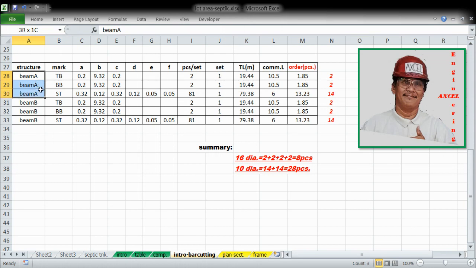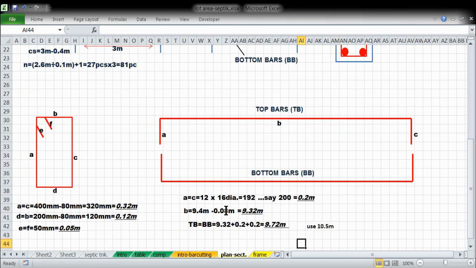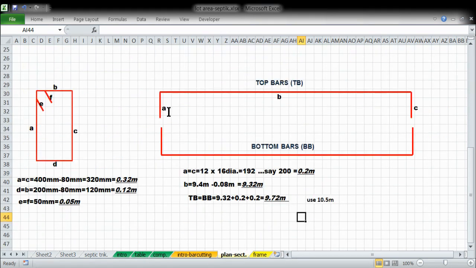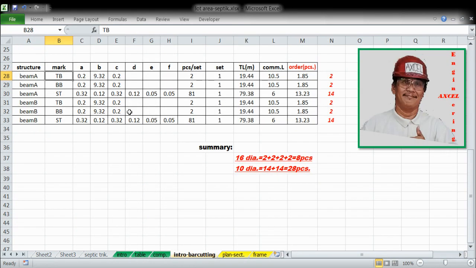So, for beam A, ang top bar niya at bottom bar, ito yung mga dimensions na nalagay na natin. Sa top bar, yan, di ba? 0.2 ang A, tsaka C, at ang B niya is 9.32. Ilalagay natin yan dito. We will put that here. 0.2, 9.32, 0.2.